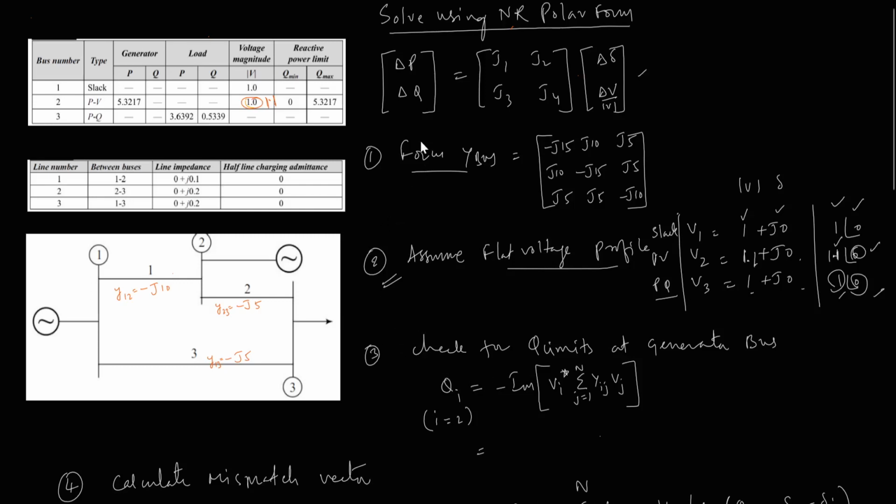So today we will take up the same 3-bus problem, and we solve it using Newton-Raphson polar form. This is the Newton-Raphson polar form representation, and the first step is to form the Y-bus. From the given line impedance values and the given network, we'll form the Y-bus, and then we take the initial voltage assumptions.